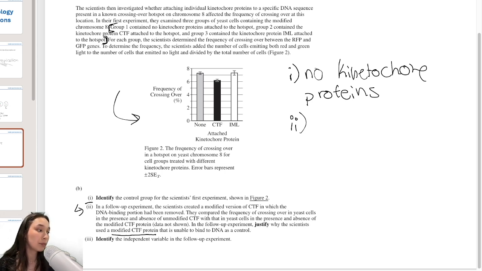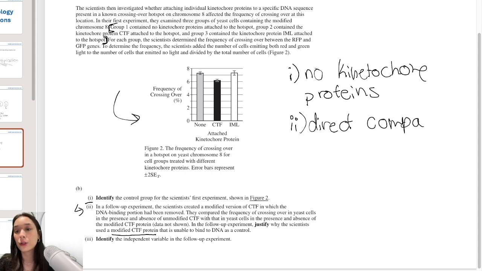So for this one, you can do a couple different options that I've seen. It allows for a direct comparison because, again, it is going to be a control. So you're allowing a direct comparison because you're exposing both to CTF. However, one is not actually binding. So that's actually going to be a much better control than the no kinetochore proteins in terms of a direct comparison. So it allows you to directly compare and see if DNA binding is affected.